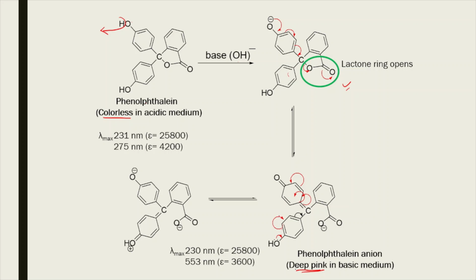Now conjugation is increased with the addition of base to the phenolphthalein. As the conjugation is increased, the lambda max falls into the visible region, and that's why it shows a pink color in the basic conditions. Here, the lambda max is 553 nanometer, which falls in the visible region. Earlier, it was 275 nanometer in case of acidic conditions. That's why the phenolphthalein gives pink color in basic conditions and it remains colorless in the acidic conditions.